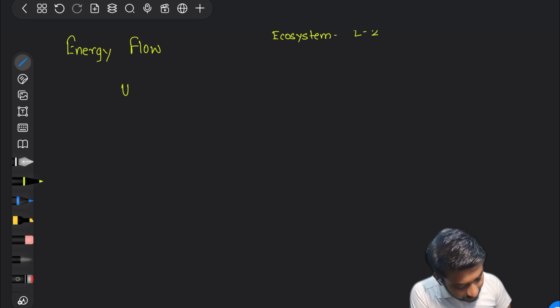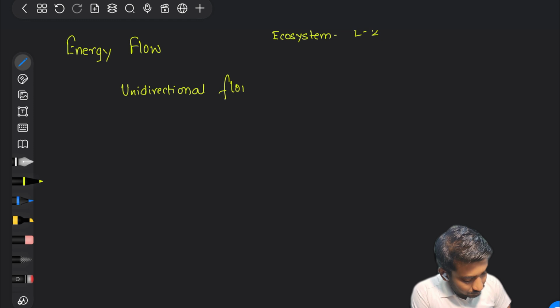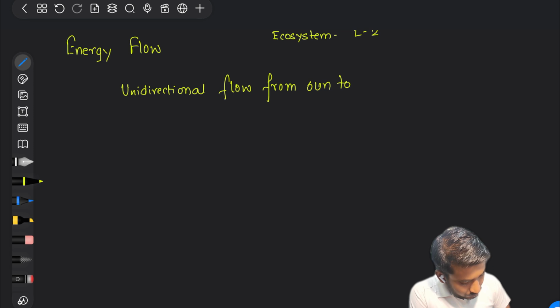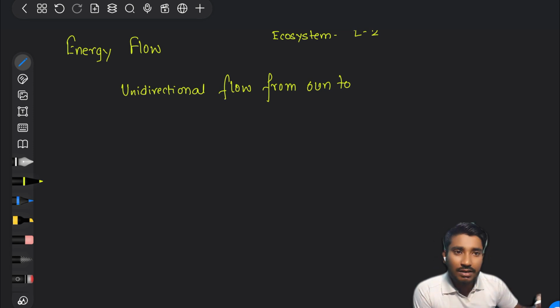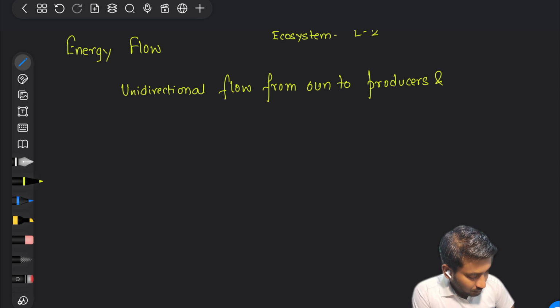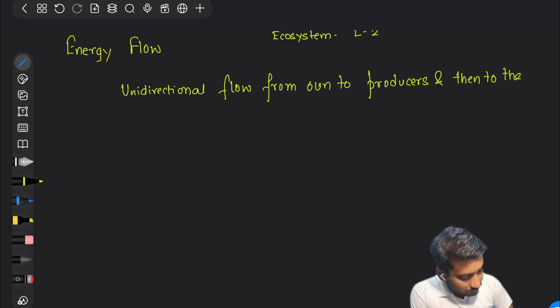Unidirectional flow, you can write it, unidirectional flow from sun to producers and then to the consumers.